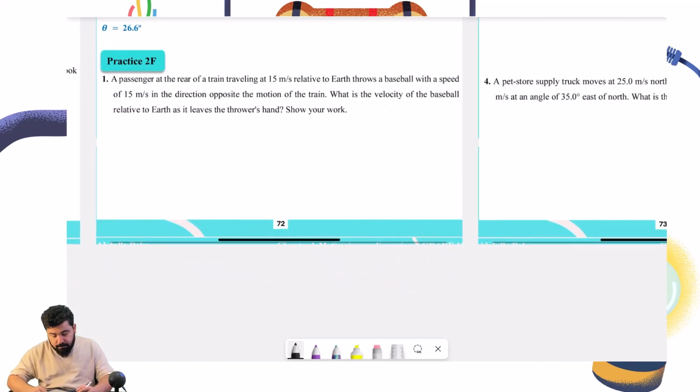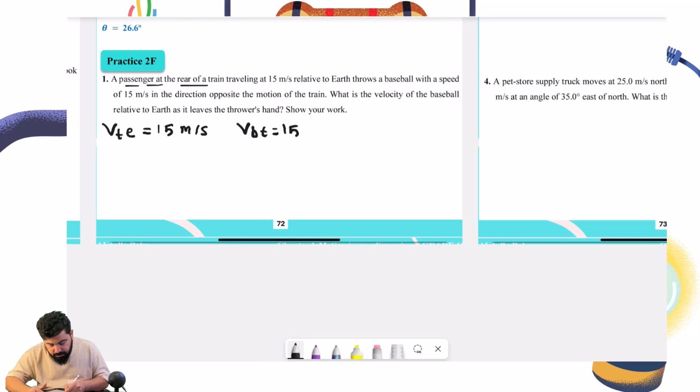Sample problem practice 2F, sorry. A passenger at the rear of a train traveling at 15 meters per second relative to the Earth. So the velocity of the train relative to the Earth is equal to 15 meters per second. If someone throws a ball in the opposite direction of the train, the velocity of the ball relative to the train is equal to 15 meters per second. What is the velocity of the basketball relative to the Earth, or relative to an observer?